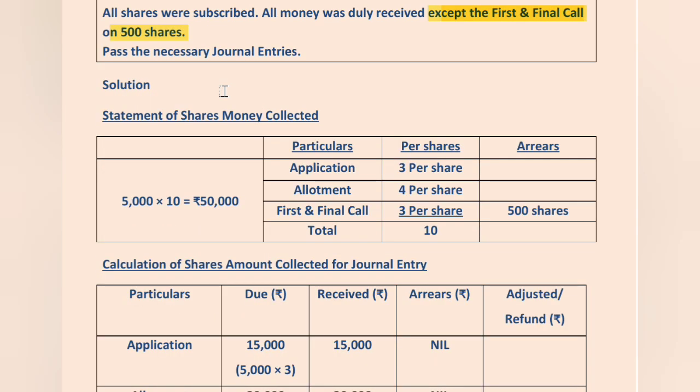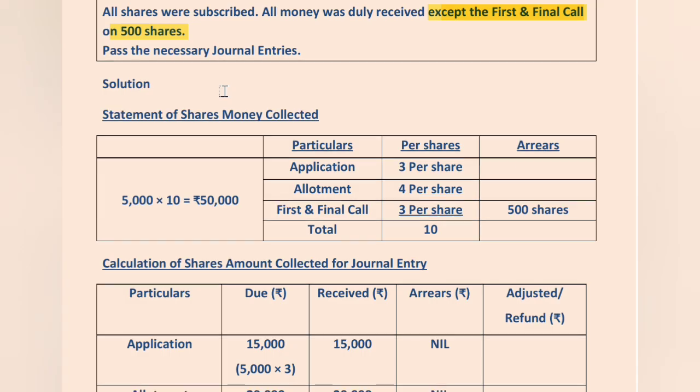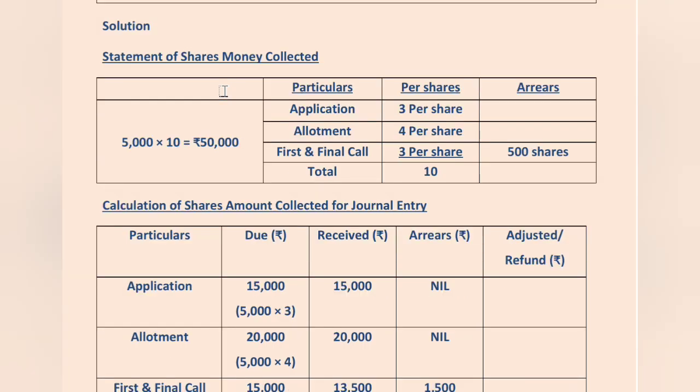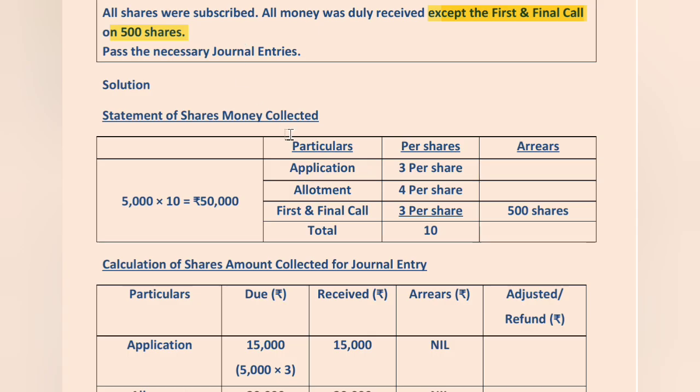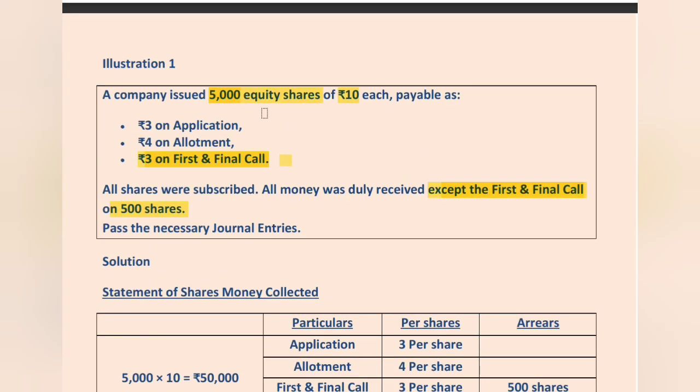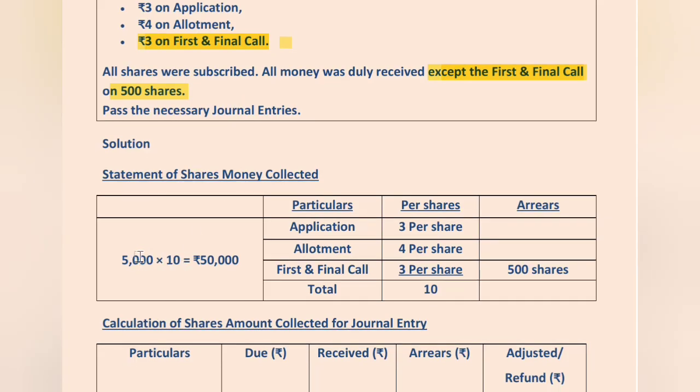So now, step by step, we have to solve the problem. First one is the statement of share money collected. Whatever information is given, that is to be recorded in a table. How many shares are required? 5,000 shares they have issued. Per share is 10 rupees. So the total amount the company wants to collect is 50,000 rupees.